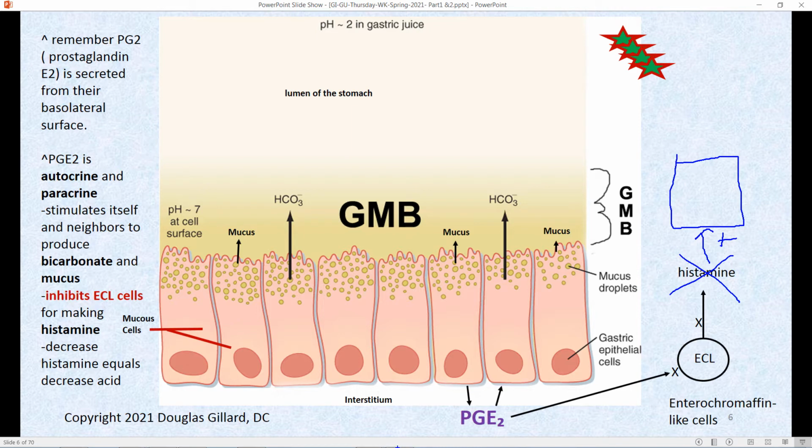So not only does PGE2 create the gastric mucosal barrier, complete with, I don't know why they don't include bicarbonate in there, the gastric mucosal bicarbonate barrier would be a better name for it. But not only does it protect it that way, it also shuts off the acid in the stomach, or it tries to. I mean, it can't. It's not a super powerful mechanism.